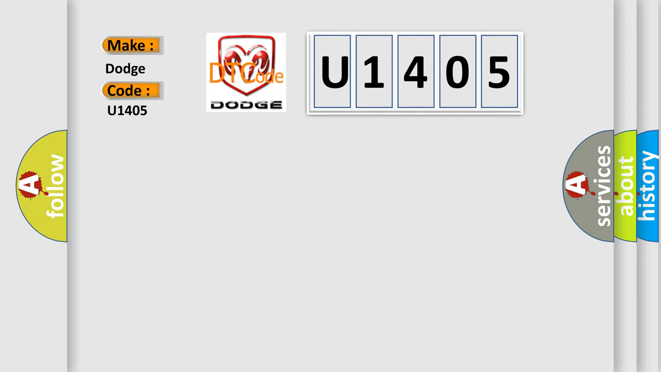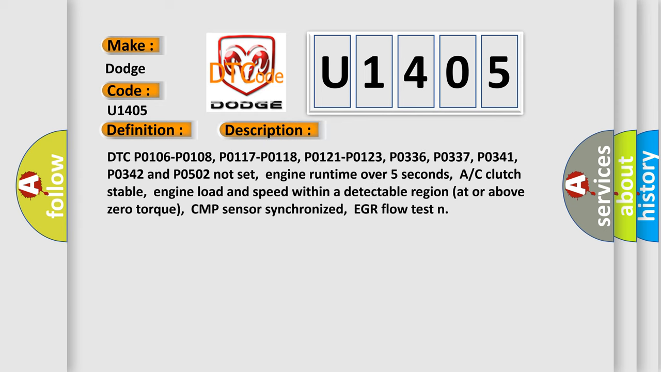The basic definition is cylinder 4 misfire detected. And now this is a short description of this DTC code. DTC P0106, P0108, P0117, P0118, P0121, P0123, P0336, P0337, P0341, P0342 and P0502 not set, engine runtime over 5 seconds, AC clutch stable, engine load and speed within a detectable region at or above zero torque, CMP sensor synchronized, EGR flow test.